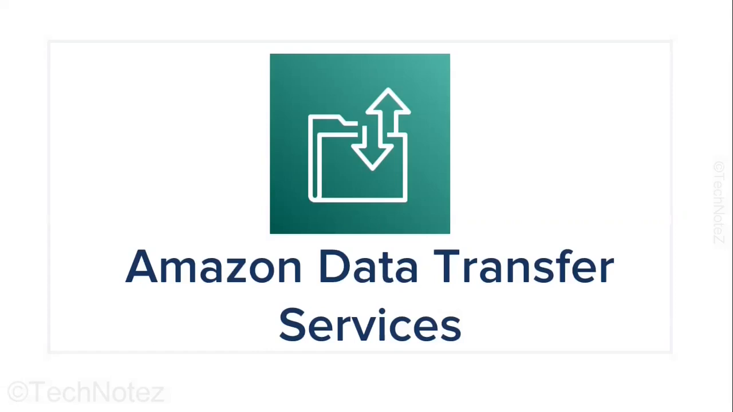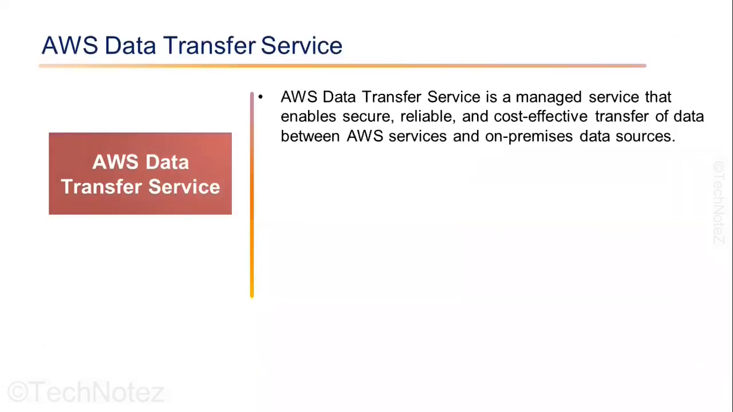When you host your applications on AWS, you need to transfer your data from on prem to AWS. AWS offers various data transfer services. So let's talk about the different data transfer services that are available. AWS Data Transfer Service is a managed service that enables the secure, reliable, and cost-effective transfer of data between AWS services and on-prem data sources.